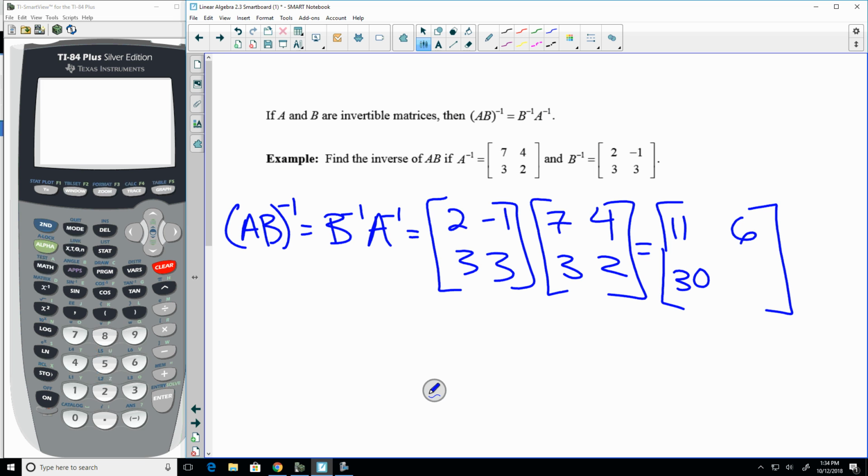12 plus 6, 18. So that's the inverse of A times B. And we didn't even know what A and B were. Remember, you don't get a formula sheet. So it's just something you've got to know, okay?